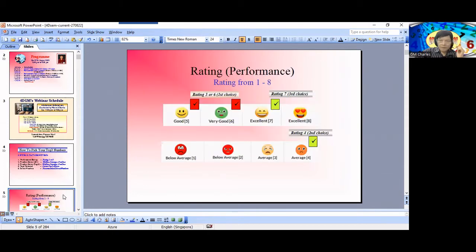Now, next, I want to explain the rating again. The rating performance, as I said before, is from 1 to 8. Quickly, the best ratings are 5 and 6. So this is what I call the first choice. If you want to pick a number, you look for a number that is rated 5 or 6.